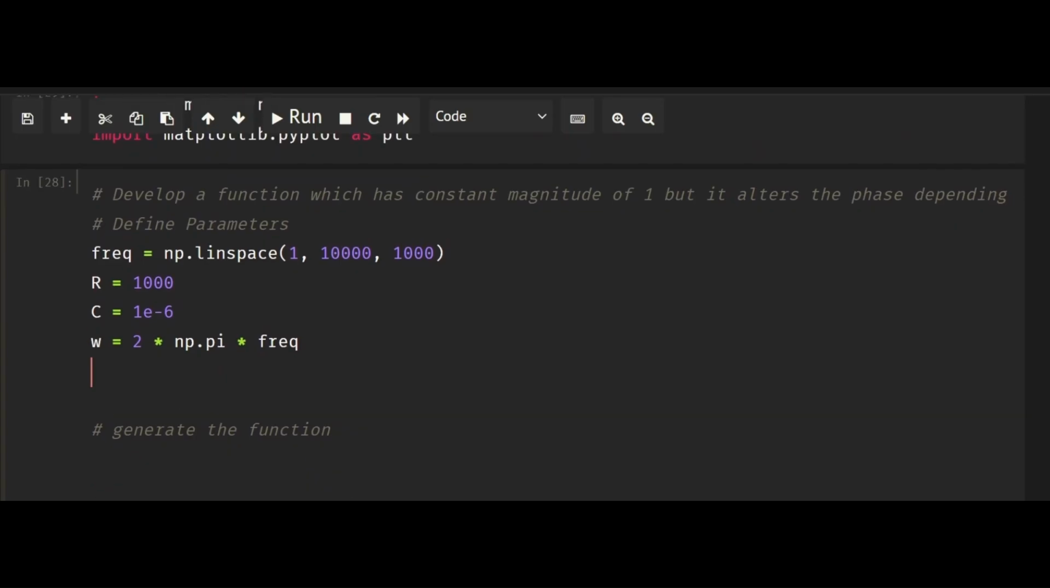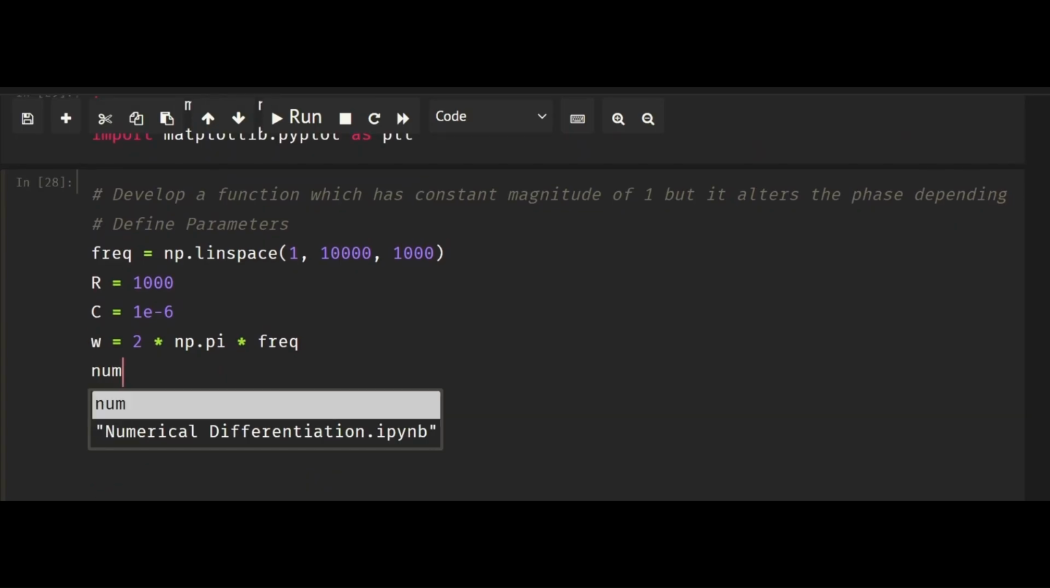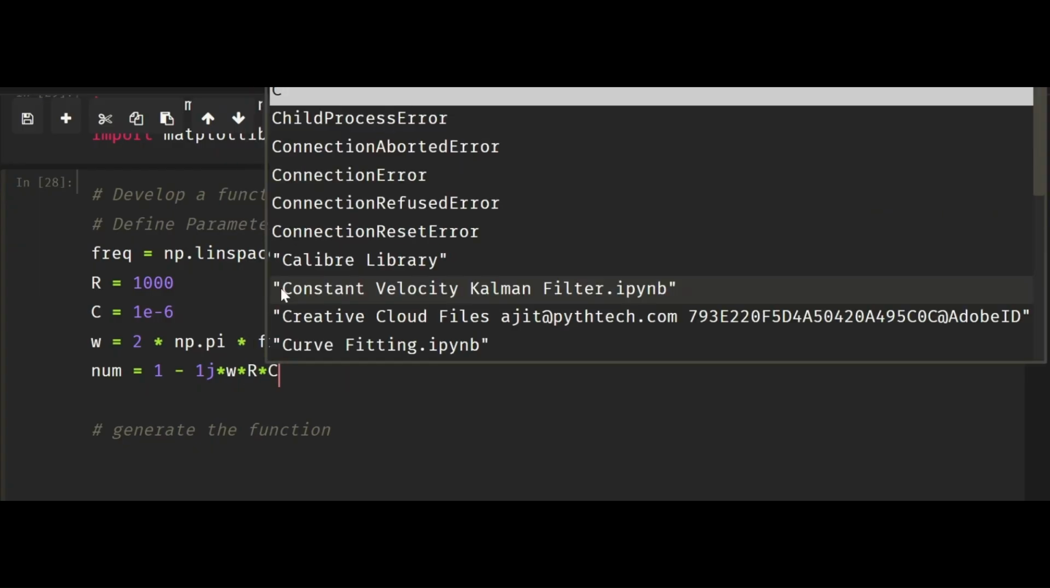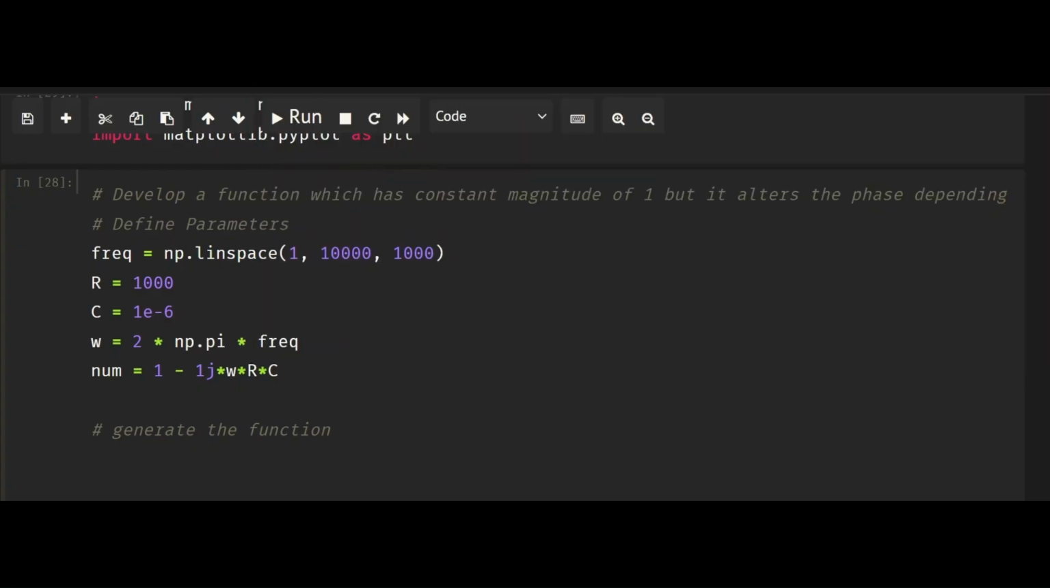But let's say we create a function whose numerator is like this. It's a complex number, let's say 1 minus, so in Python complex numbers are represented like this, 1j. The imaginary part is omega multiplied by R multiplied by C. So let's say this is our numerator. Don't ask me the reason why I have chosen this, it will become clear later.